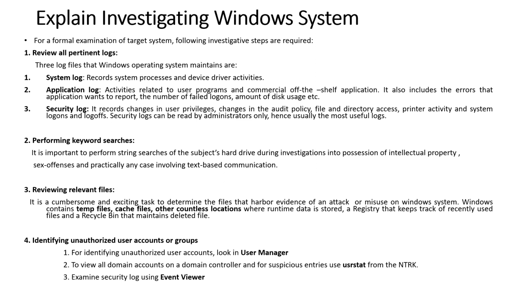Explain investigating a Windows system. This is a 10 marks question. How to investigate a Windows system? There are some steps which investigators use for investigating the system. They review all the pertinent logs. Basically three important logs are the system log, application log, and security log.